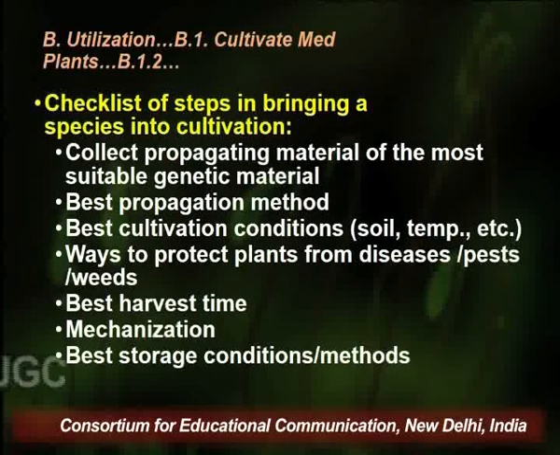Say for example, if a medicinal plant is propagated with the help of seeds, and you are trying to propagate that plant material by its stem cutting, then you won't be able to get the proper growth of the plant, or it may not grow at all. So the correct propagating material is required. Its proper collection should be there, and the genetic quality of that propagating material should be very well established.